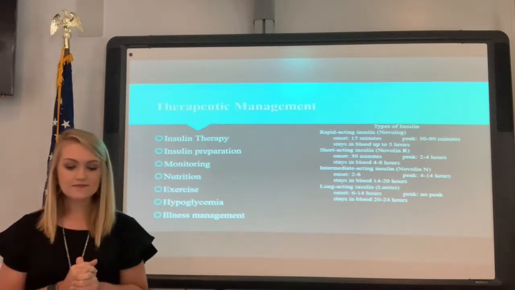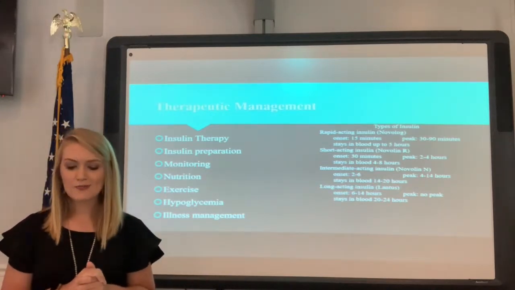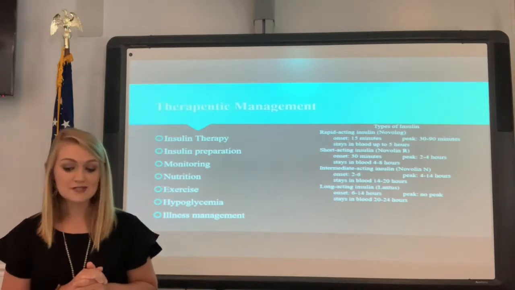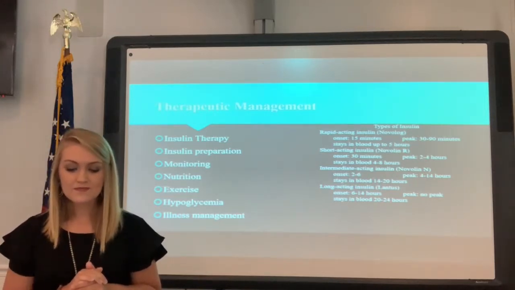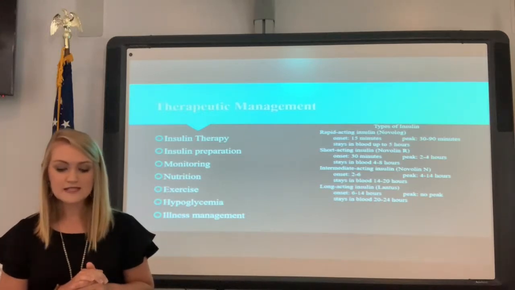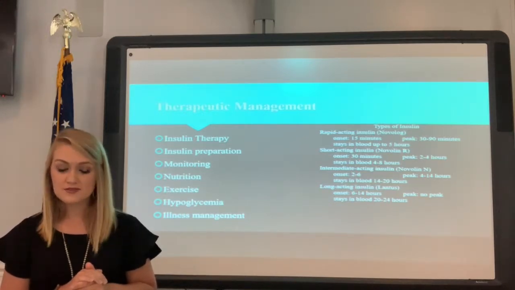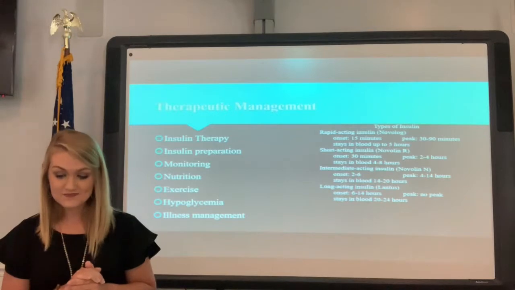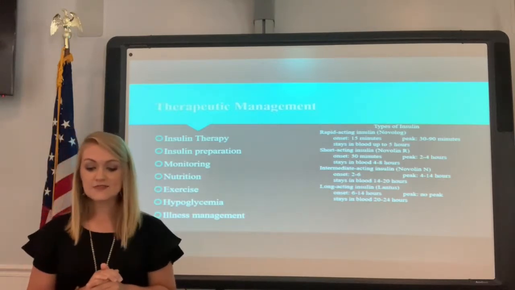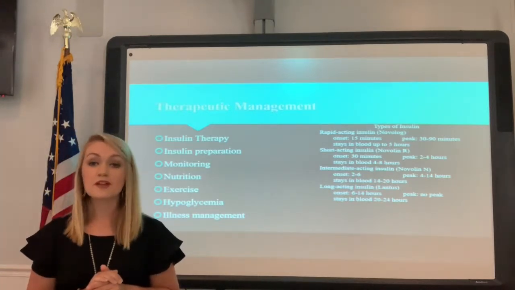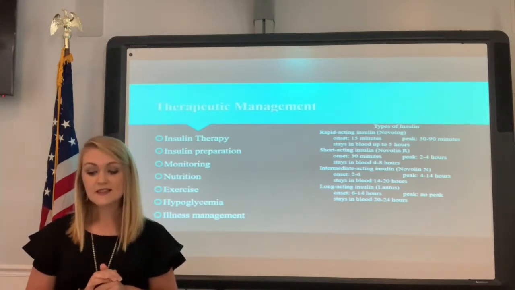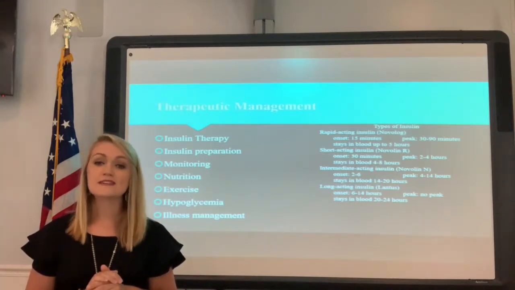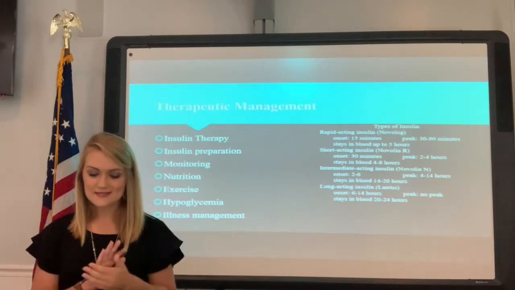And then monitoring. Daily monitoring of blood glucose levels is an essential aspect of appropriate diabetes management. Self-monitoring of blood glucose is used to test their own blood glucose and adjust insulin regimen to maintain optimal blood glucose levels. Hemoglobin A1C assesses the control of diabetes, reflecting the average blood glucose over the last 2 to 3 months.